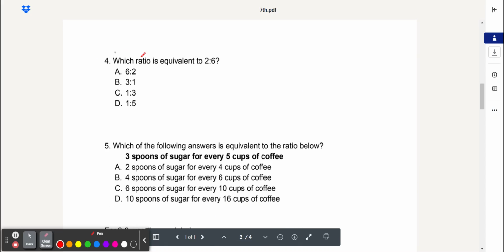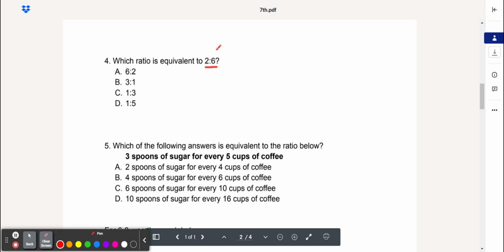Then we can try number 4. Which ratio is equivalent to 2 to 6? A, 6 to 2, so that's flipped, but that doesn't mean it's equivalent. B, 3 to 1, C, 1 to 3, and D, 1 to 5. So in order to solve this problem, we will want to simplify this ratio.